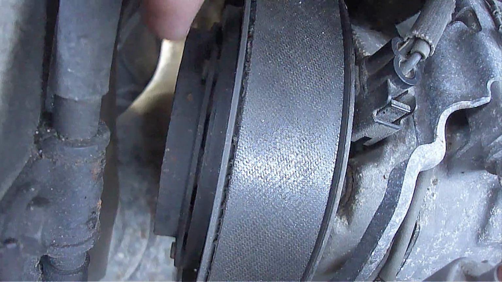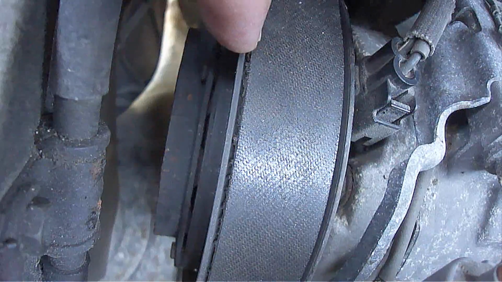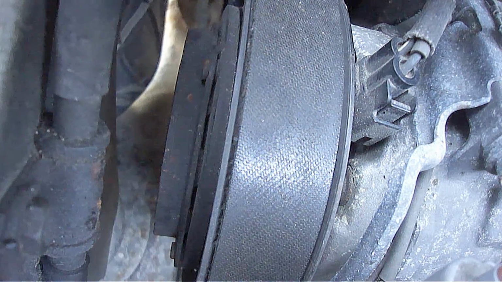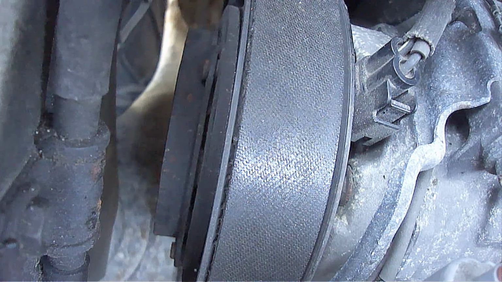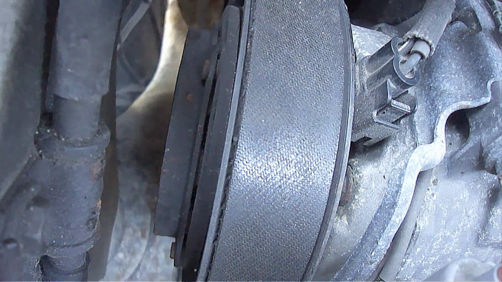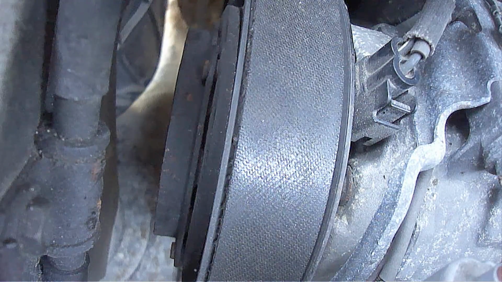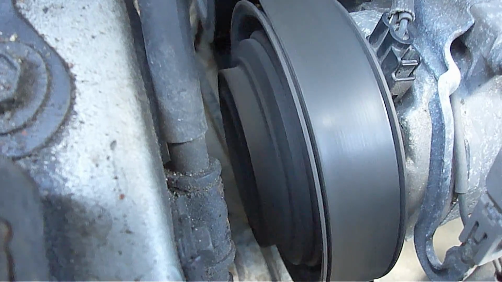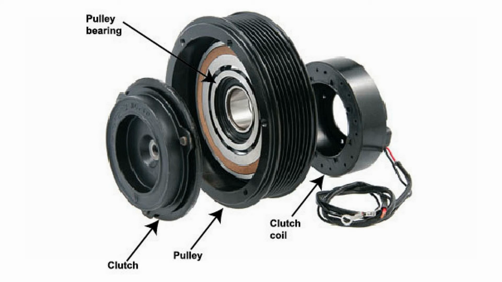The AC compressor clutch is located here on the outside of the pulley wheel. The clutch only turns when it's called upon to circulate refrigerant through the air conditioner system. So the clutch turns on and off as needed to deliver cool air. The clutch system is electromagnetic, which is what allows it to engage or disengage from the compressor pulley wheel. The clutch system consists of a clutch, a pulley bearing, and a clutch coil.